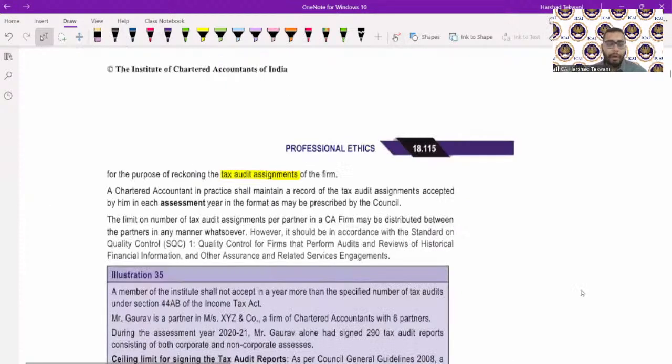Okay. Now there is also a requirement that a chartered accountant in practice is required to maintain a record of tax audit assignments accepted by him in each assessment year. So in each assessment year, how many tax audits has he accepted? That is the record he needs to maintain, which is prescribed by the council.